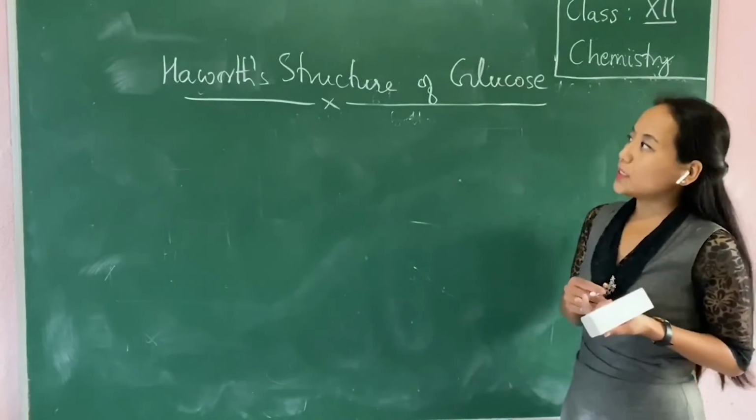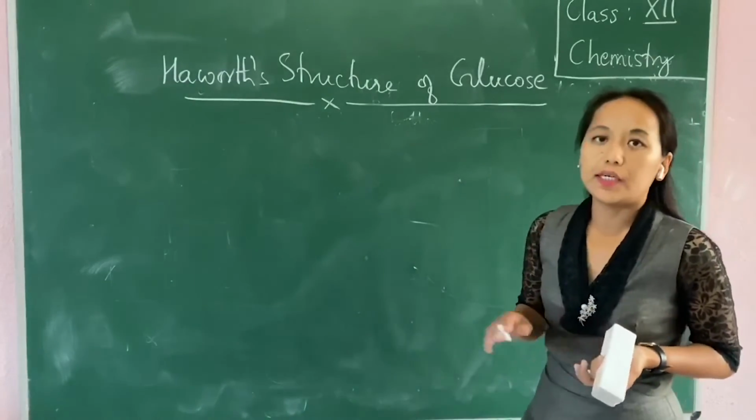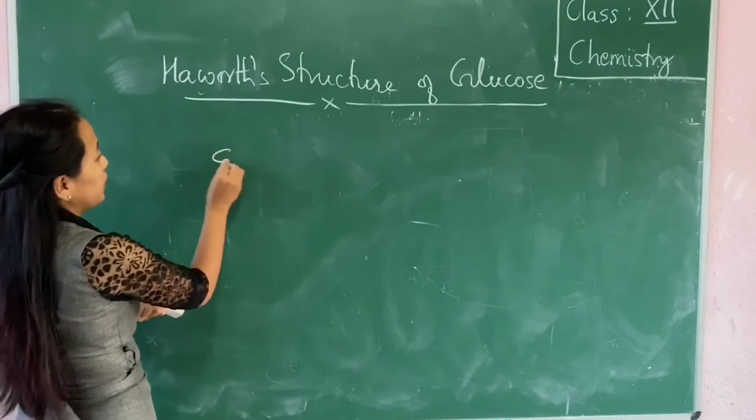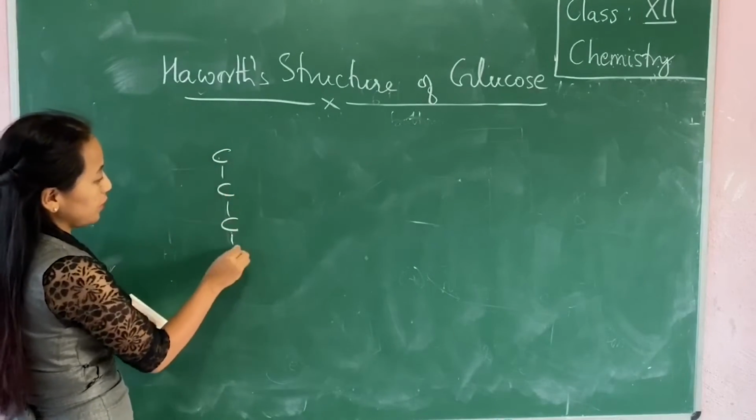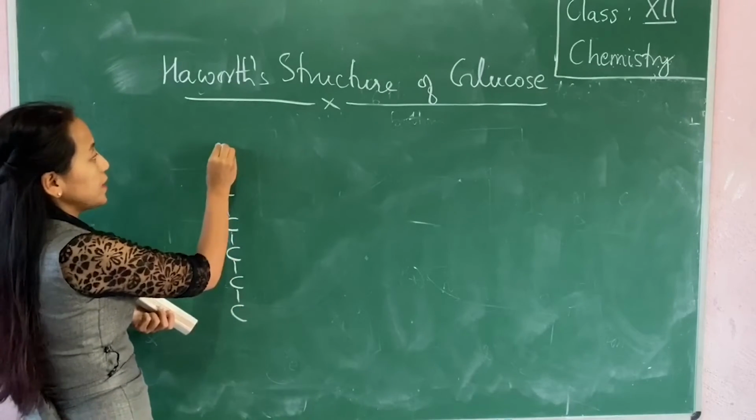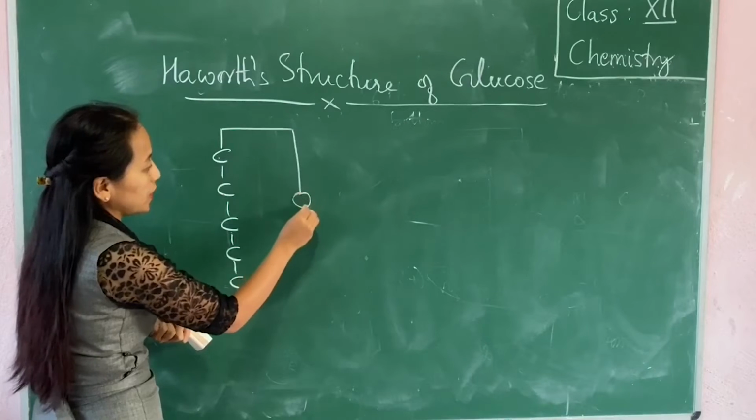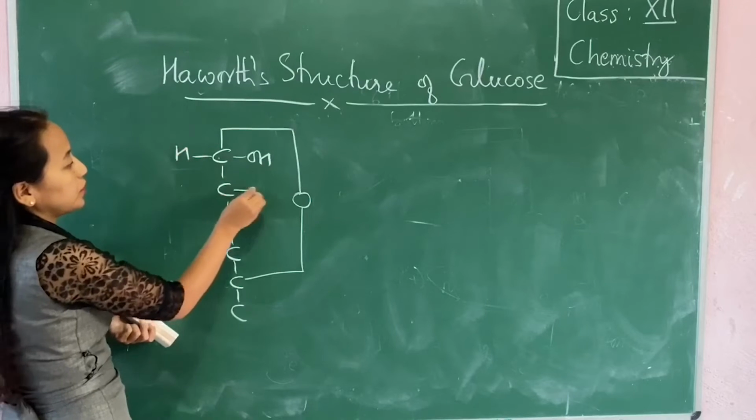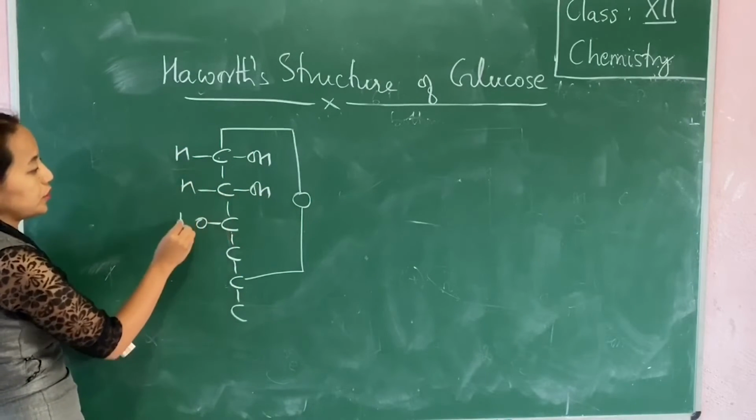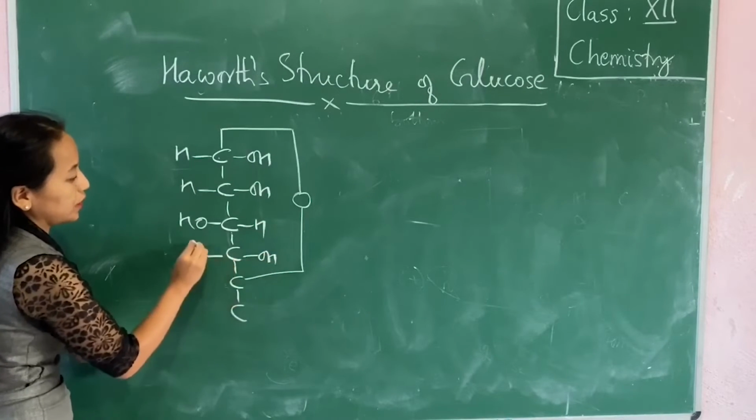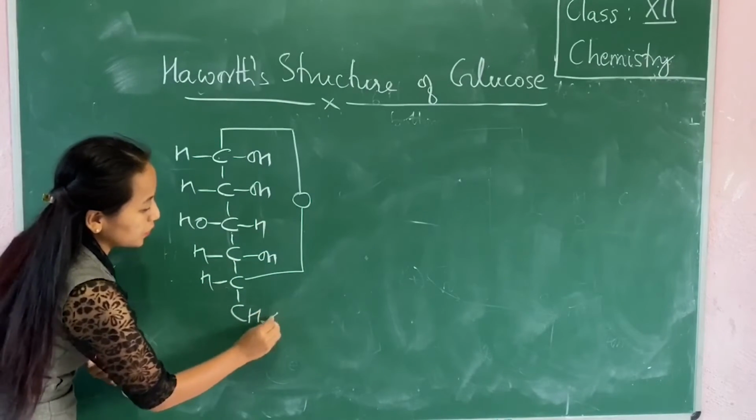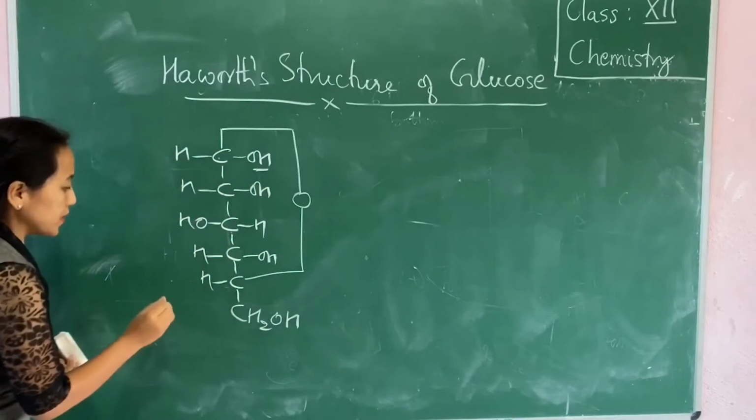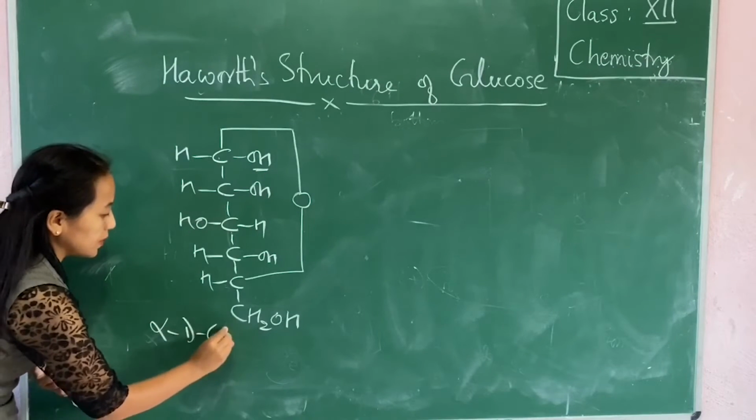Okay, then the last one under the structure of glucose is the Haworth structure. Now to write the Haworth structure, first let's write down the cyclic structure of glucose. You have 6 carbon atoms, 1, 2, 3, 4, 5, 6. And then the first carbon is involved in bonding with the fifth carbon atom through the oxygen atom. And then you have OH, H, OH, H, and then OH, H, OH, H, and H, and then CH2OH. Now since OH is on the right hand side of the first carbon atom, this is called alpha D plus glucose.